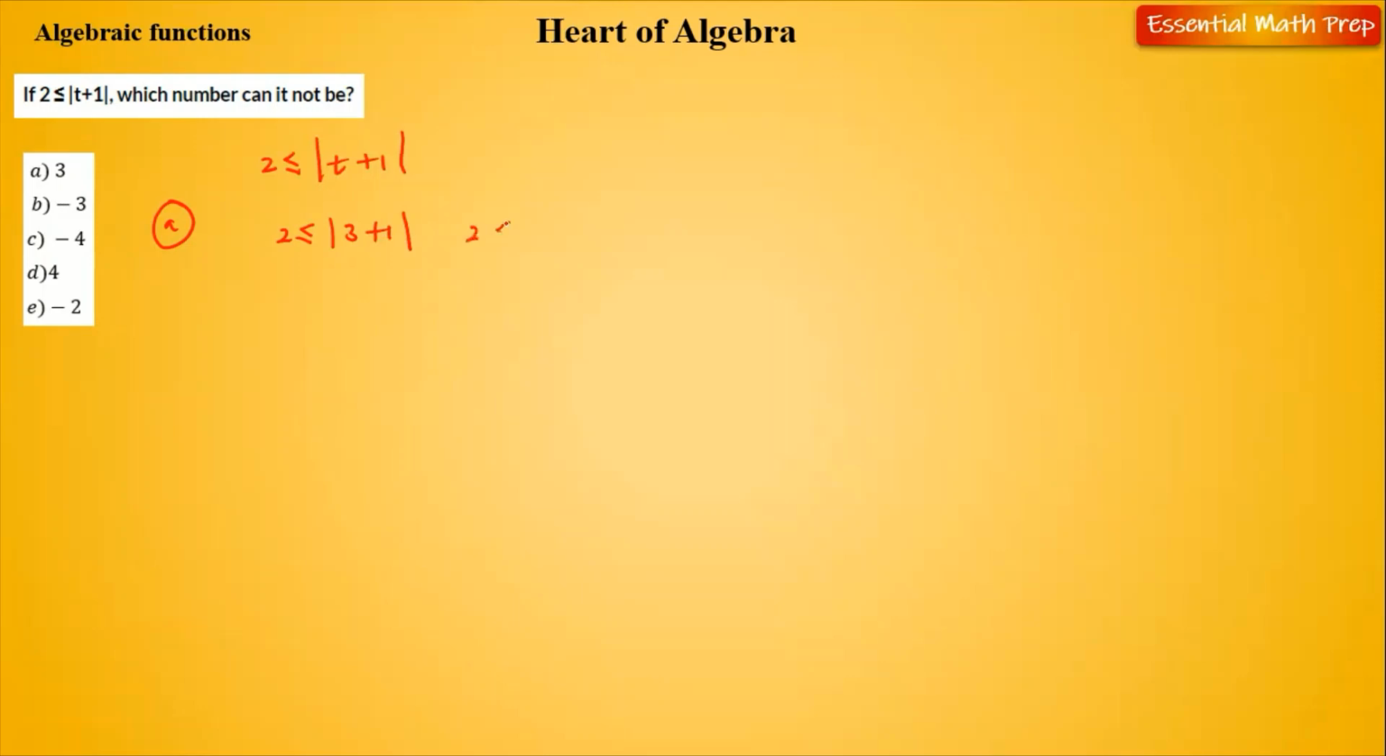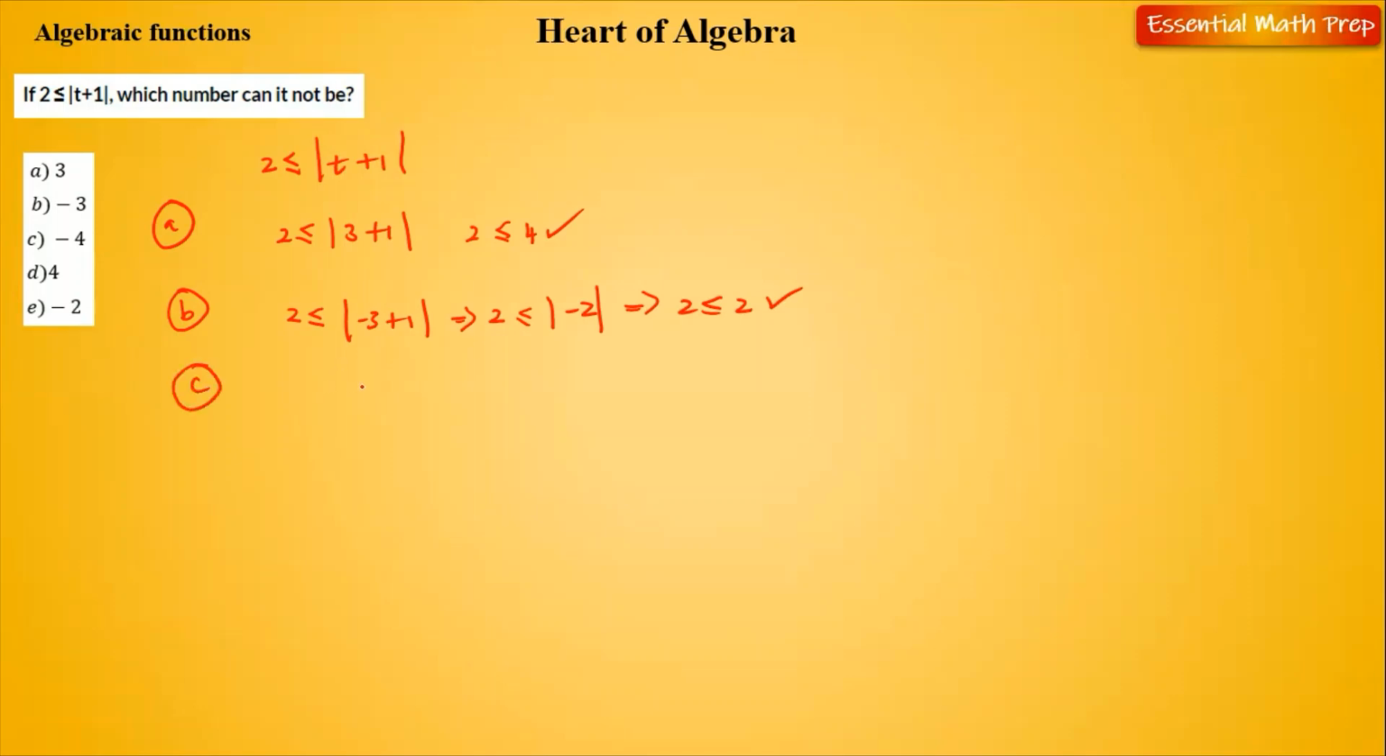So that's 2 less than or equal to 4. Isn't that true? Works. Okay, so that can be the answer. Similarly, 2 less than or equal to the absolute value of minus 3 plus 1, so that will be 2 less than or equal to negative 2. And the absolute value of negative 2 is 2, which is 2 less than or equal to 2. That condition works as well.